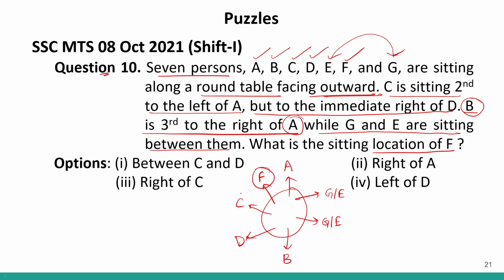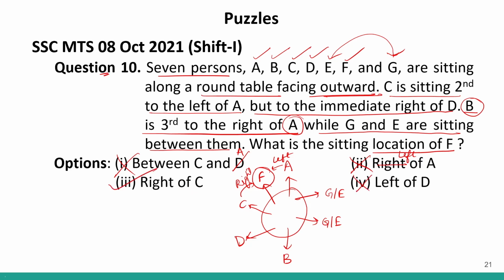So F is over here. Location of F is basically to the left of A or, if you look at C, it is to the right of C. Correct? Let us look at the options. Option number 1 says between C and D. No, it is between C and A. So this is incorrect. Right of A. No, it is to the left of A. So this is also incorrect. Left of D. No, it is second to the right of D. If you look over here, option number 4 is also eliminated. Option number 3 is the correct answer.